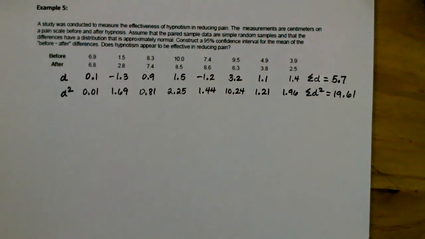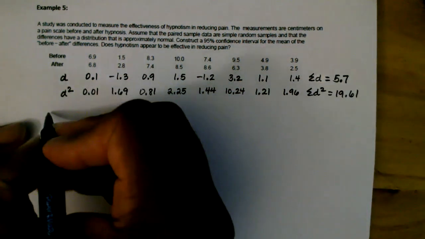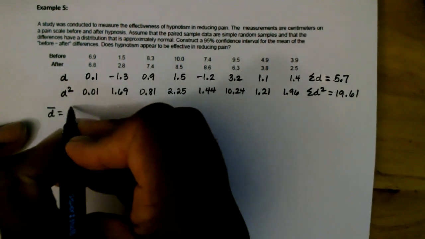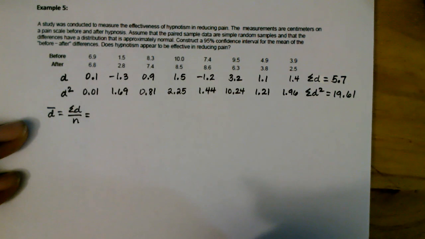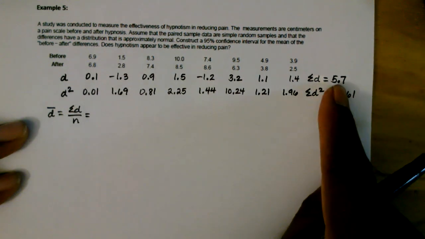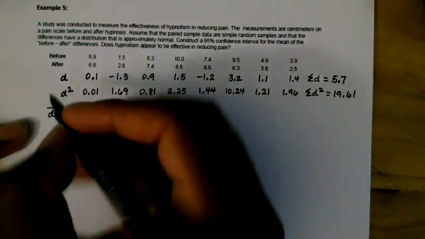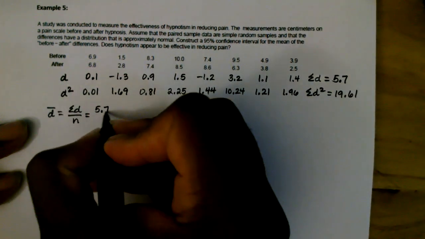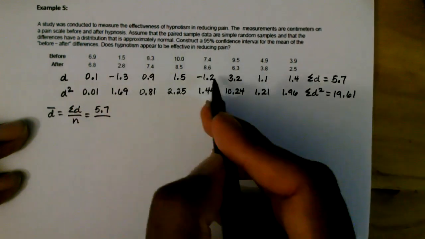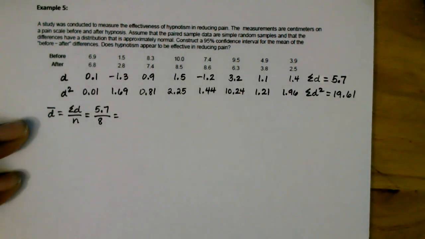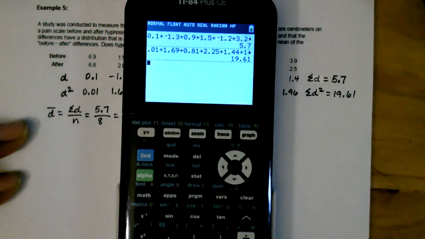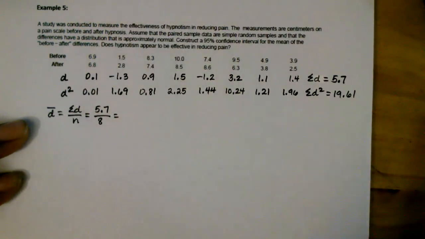So I'm going to use that to help me find the mean of the differences and the standard deviation of my differences. So here d bar, if you recall, is the sum of your d's over n, which is the number of paired data. Your sum of your d's is 5.7 over n, there are 8 paired data. So 5.7 divided by 8. That would give you 0.7125.